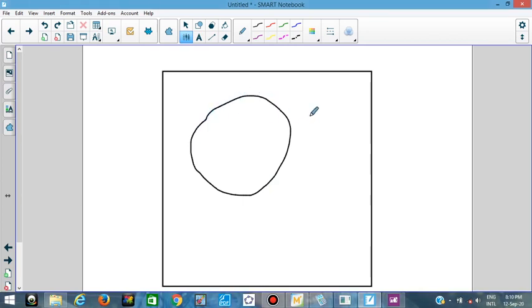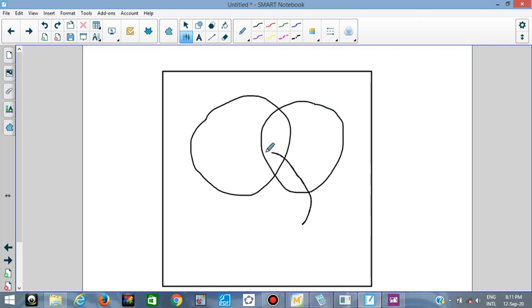So you have your P. Just draw your 3 circles. Make sure the 3 of them cross each other. So this place is supposed to be 75, which is the universal set.